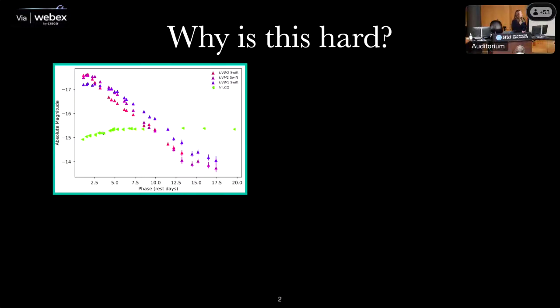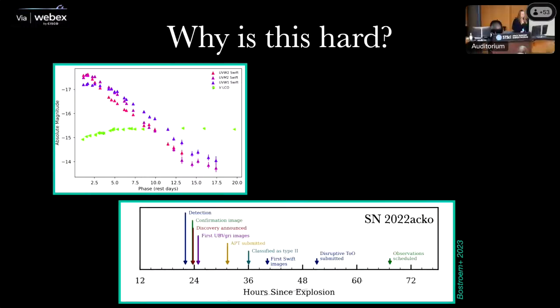This is an example of a type 2 supernova. You can see that the optical is very flat, while the ultraviolet fades over the first 15 days by magnitudes. At the same time, because you have to go to space, instruments like HST, which are our most sensitive ultraviolet instruments, take a lot of work to trigger.